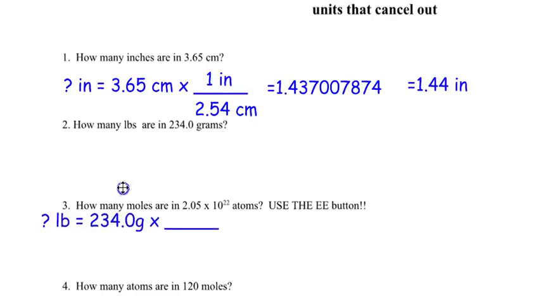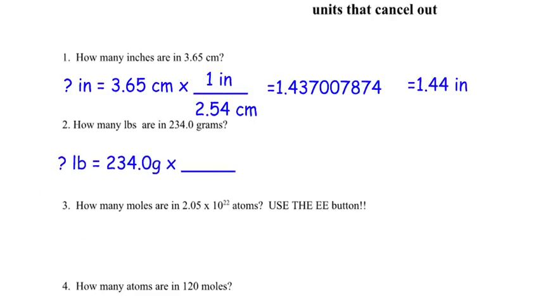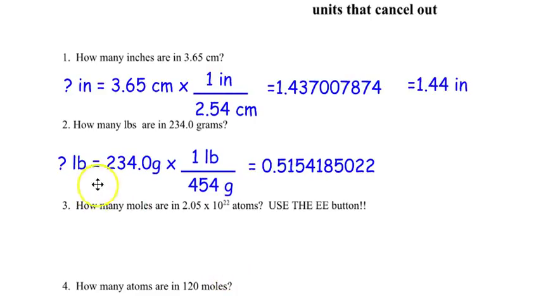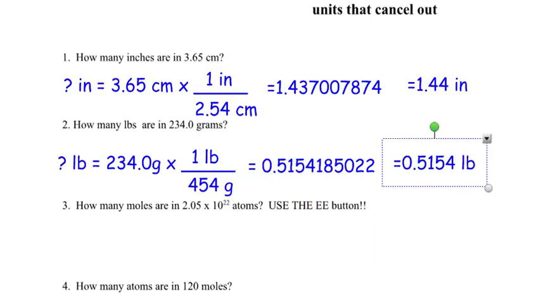Okay, let's see how you did. So here's my question mark pounds equals 234 grams. So I put grams on the bottom and pounds on the top. This is what my calculator gives me, but that's way too many sig figs. How many sig figs do you see right here? I see 4. So I need to go 1, 2, 3, 4. I don't round up, and so that is my answer.